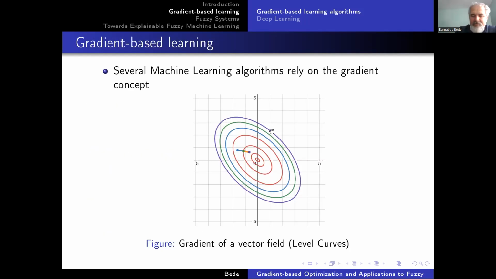And I don't know if you can see the little hand. Can you see the little hand that I'm manipulating? Yes, we can see it. Okay.